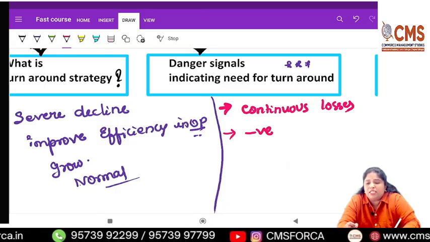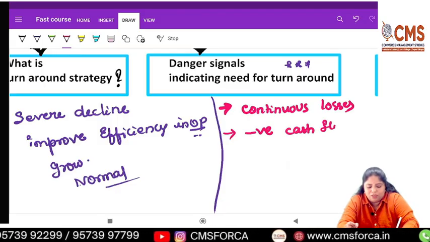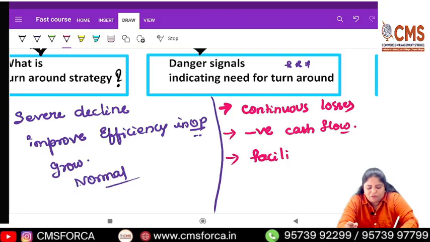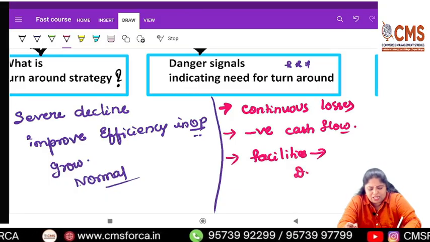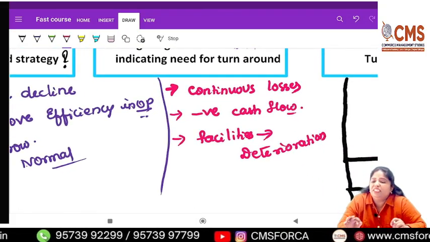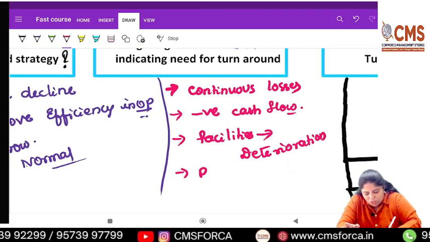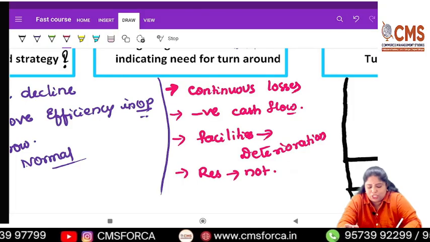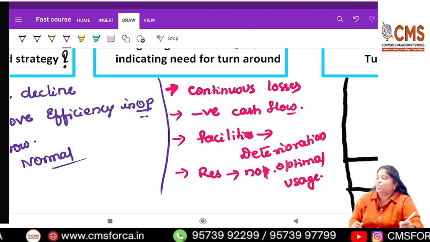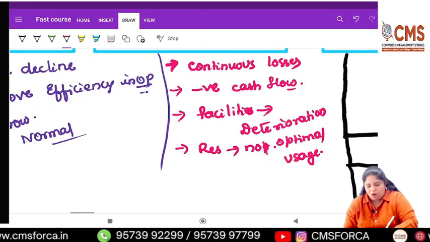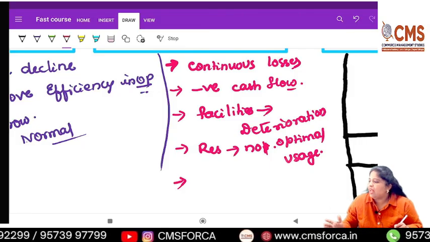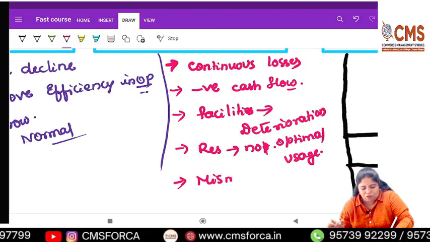And continuously they are seeing a negative cash flow. And whatever facilities they have, they are seeing a gradual deterioration in their facilities. Their resources are not put into usage. We are not finding any optimal usage of resources. They don't even have strong leadership. We observe a lot of mismanagement.